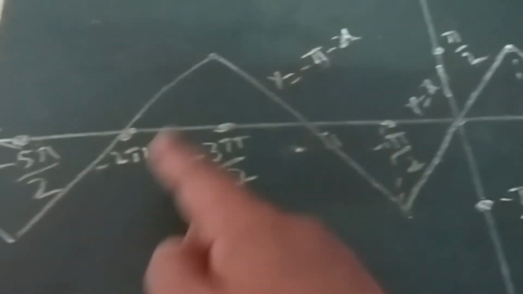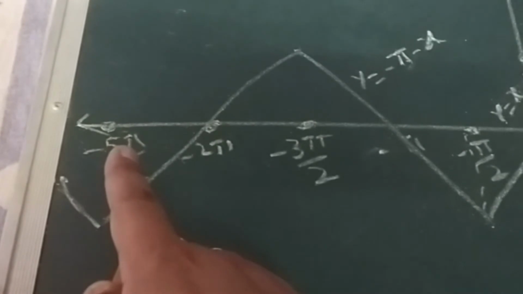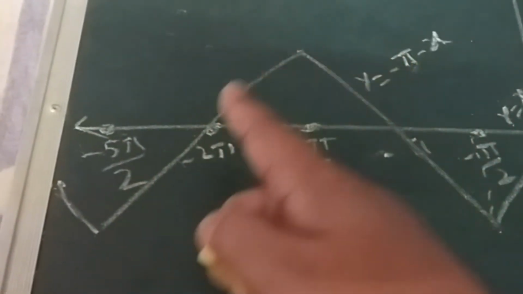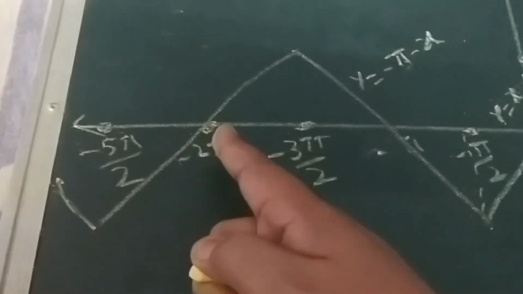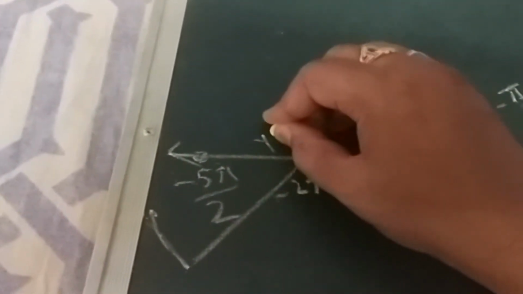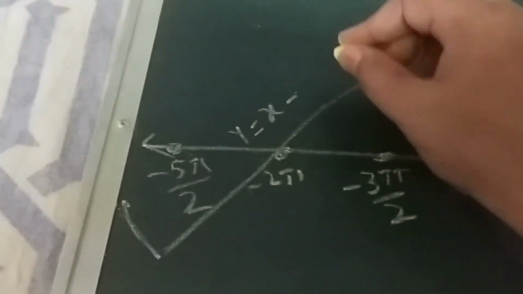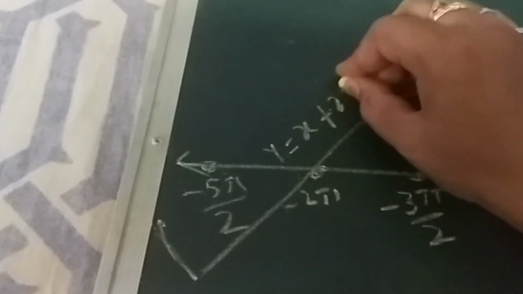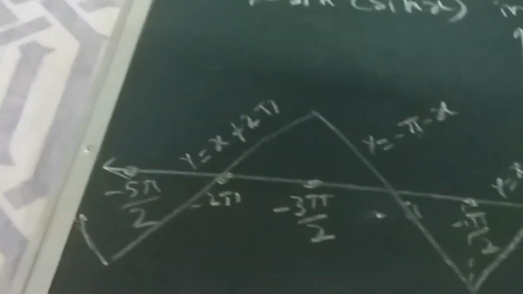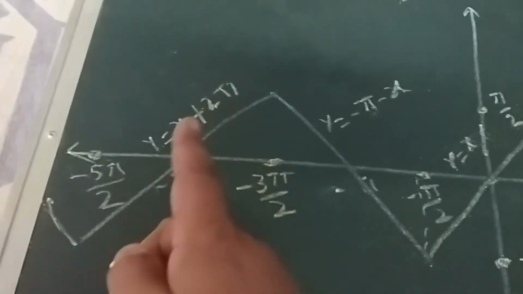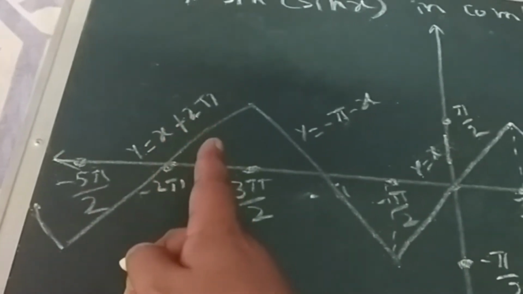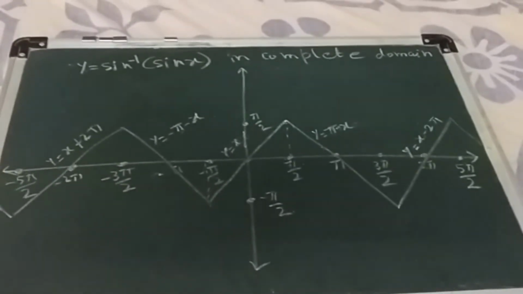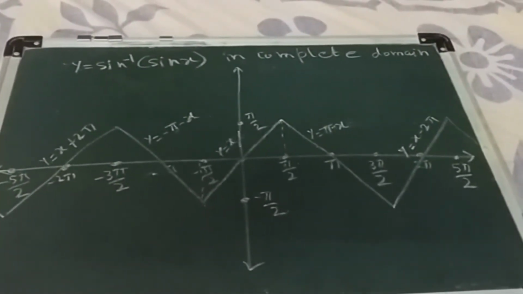Again, from minus 5 pi by 2 to minus 3 pi by 2, the graph is going up and it is passing through minus 2 pi. So we have to subtract here x minus minus 2 pi, so it will be x plus 2 pi. Okay, when it is going up, we have to subtract from x, x minus minus 2 pi, so it is x plus 2 pi. So this is the graph of y equal to sine inverse sine x in complete domain.